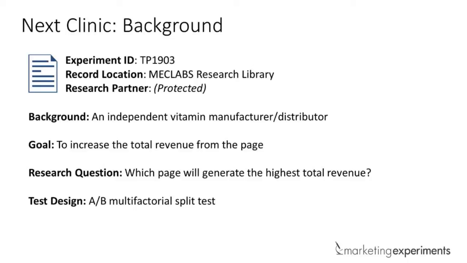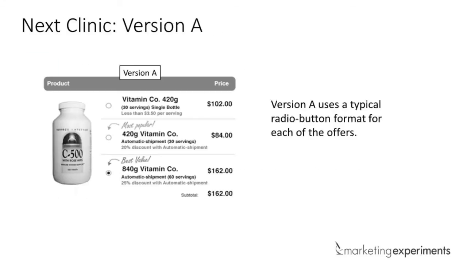So we're working with an independent. This is a really interesting test. All right, some of you will have this challenge, okay? An independent vitamin manufacturer distributor, and their goal was to increase the revenue on the page. Here is what they're dealing with. They're dealing with multiple products, okay? Many of you have multiple products you're having to deal with. We looked at some pages just a moment ago that had multiple products.